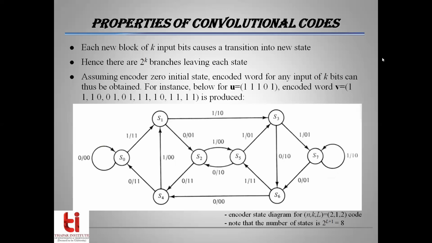Suppose the input sequence is 11101 and the encoded word v is equal to 1110010111111 and 11. How are we going to get this? We can get this by studying this state diagram.